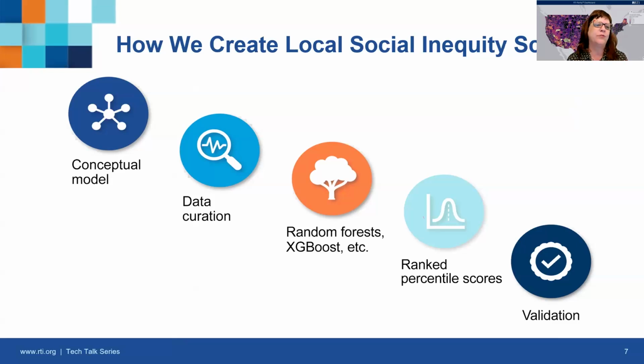And how we create the scores that we develop with the data: we start with our conceptual model, which I showed you, and we curate a large database, lots of different measures across different years and different vintages, different geographic units, and harmonize everything, make sure that it's ready to go. And then we use artificial intelligence and machine-enabled learning to model and predict various outcomes. We generate rank percentile scores and conduct validation.